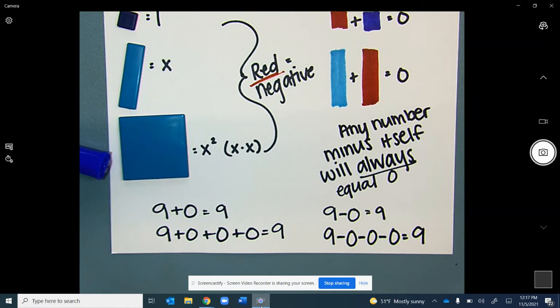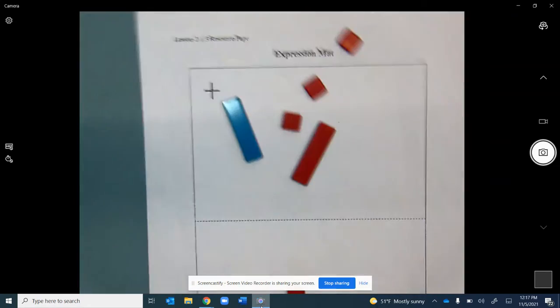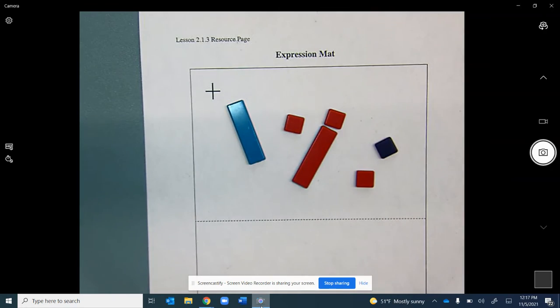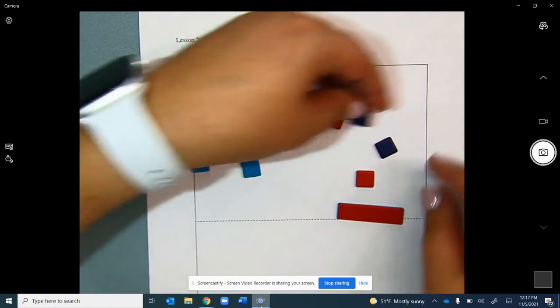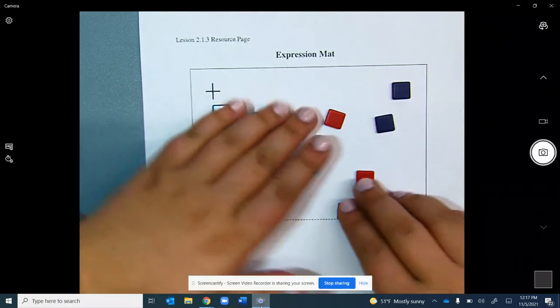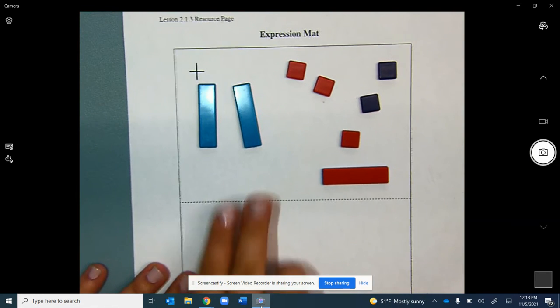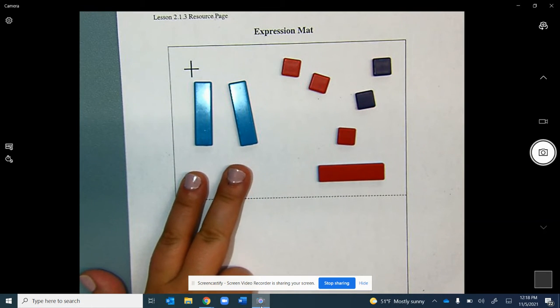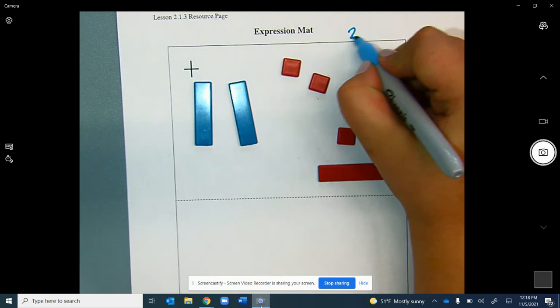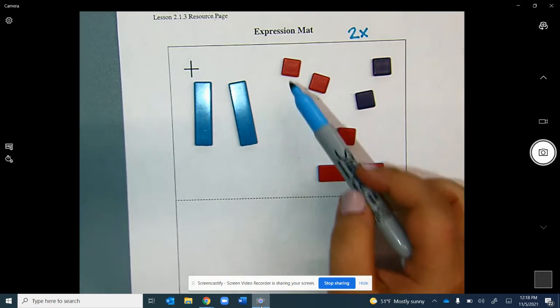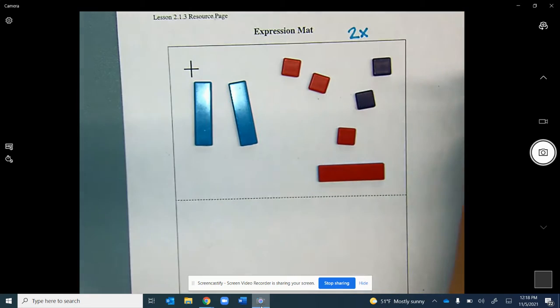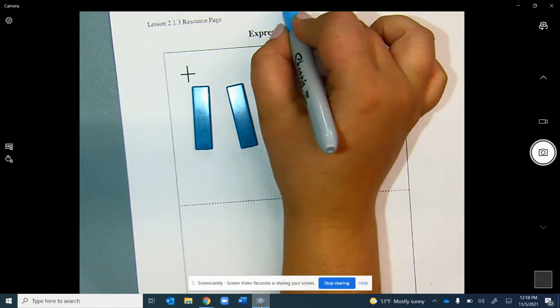All right, so let's practice this a little bit with some tiles on a mat. So I have here, move this out of the way. I'm actually going to take some of these from our other page. Okay. So first, let's just try writing an expression for what I have here on my mat. Okay, so I see two x's. I see 1, 2, 3 negatives. So I can either say plus -3.